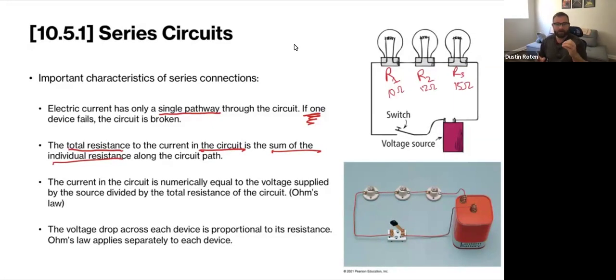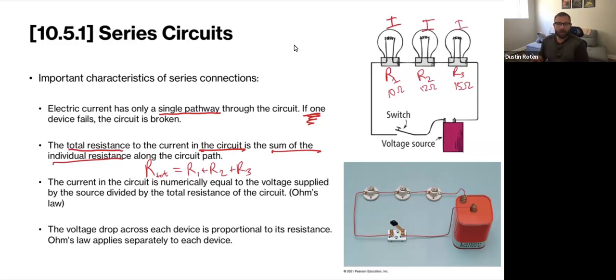But the point here is that the total resistance of the circuit, so the R subtotal, is just R1 plus R2 plus R3. For a series circuit, you add everything up. Don't forget that the current is also the same no matter what. All of these have the same amount of electrons flowing through.